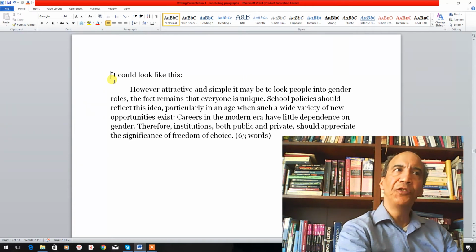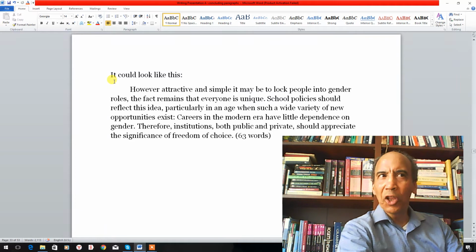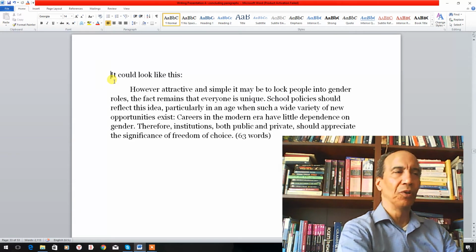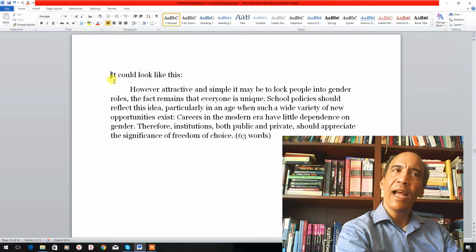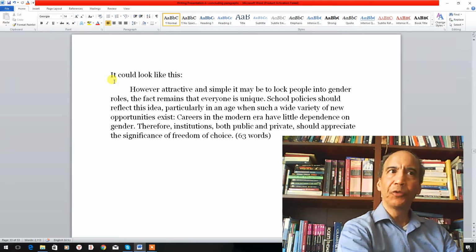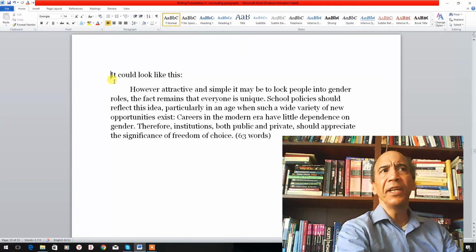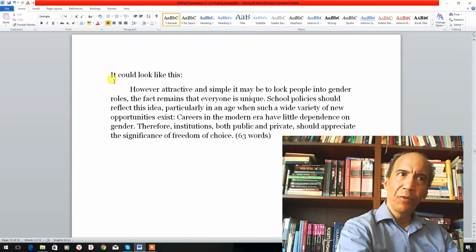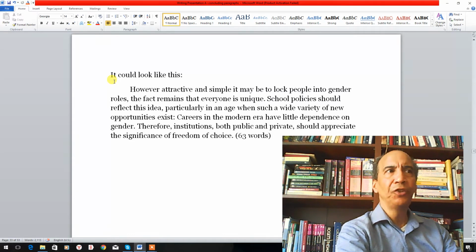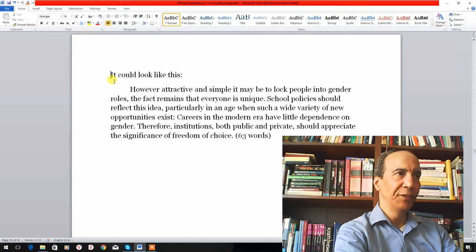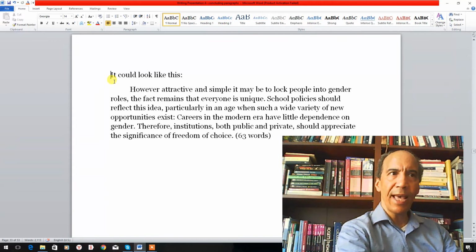However attractive and simple it may be to lock people into gender roles, the fact remains that everyone is unique. School policies should reflect this idea, particularly in an age when such a wide variety of new opportunities exist. Careers in the modern era have little dependence on gender. Therefore, institutions, both public and private, should appreciate the significance of freedom of choice.